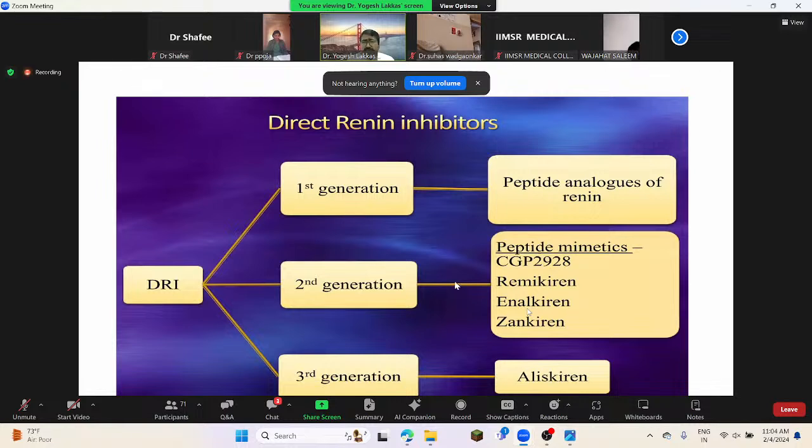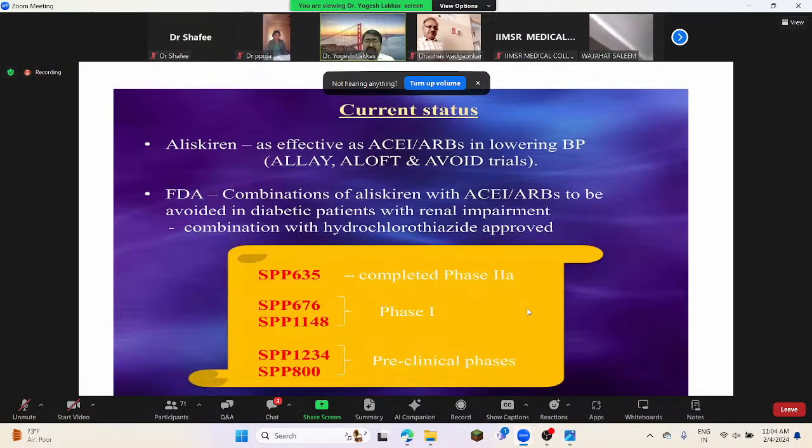Now, first, the newer drugs. The direct renin inhibitors. The first generation and second generation were research molecules, but they could not come into the market for different reasons. But the third generation molecule that is orally available is aliskiren. It is used along with ACE inhibitors, and along with the ARBs also. Various trials are there. Other molecules were there, but mainly this molecule we will be seeing at the commercial level.